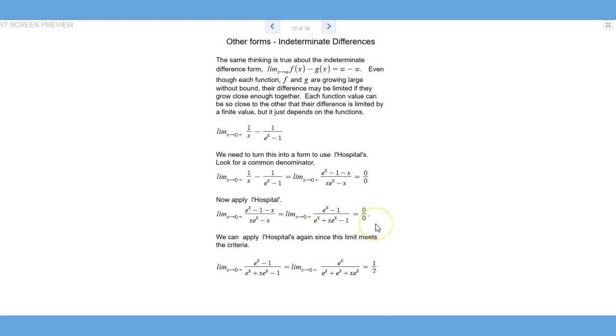I mean, you can keep applying L'Hopital's rule. I don't really know if there's a limit. But since this meets the criteria, we can apply it again. My numerator's e to the x. My denominator is 2 times e to the x plus x e to the x. And now, when I evaluate that at 0, I get 1/2.